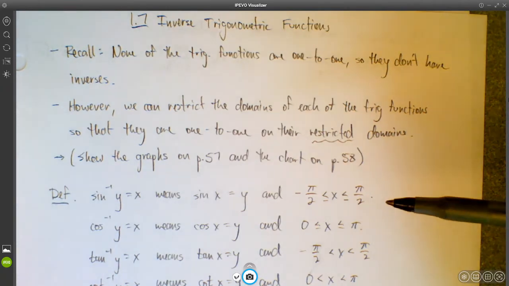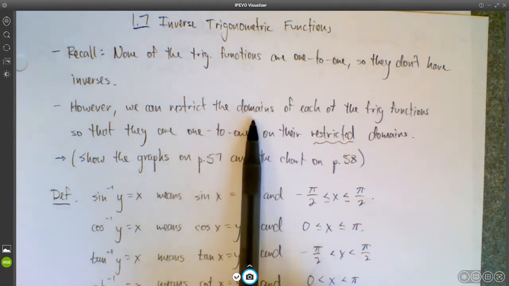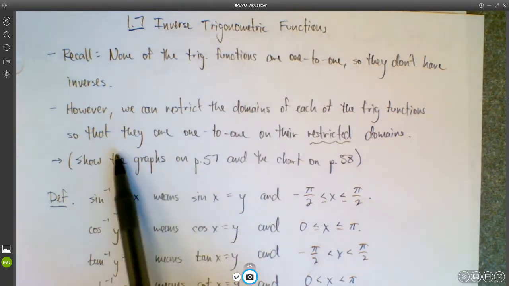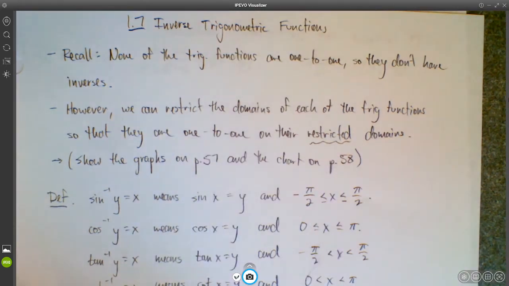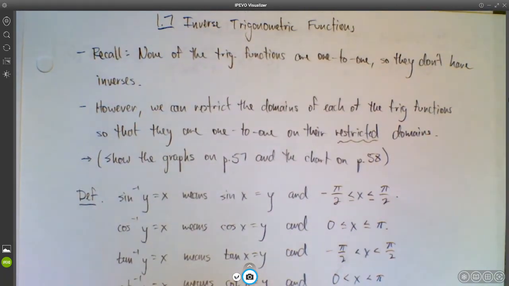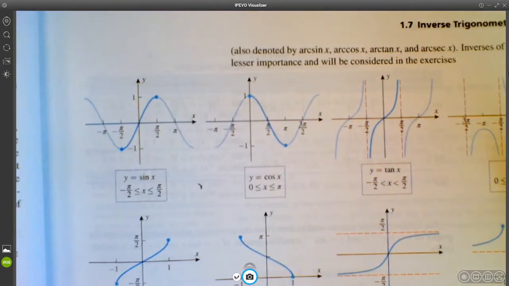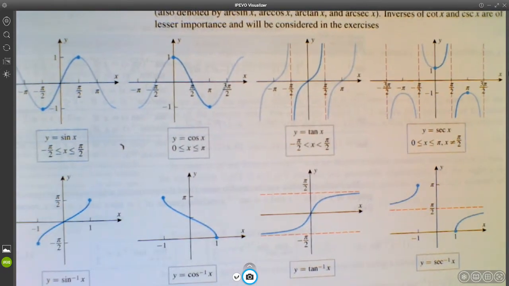However, you may also recall that we can restrict the domains of each of the trig functions so that they are one-to-one on their restricted domains. We choose particular ones by convention, as the standard restrictions that we make to the trig functions. And page 57 of your textbook has a good picture of these things.